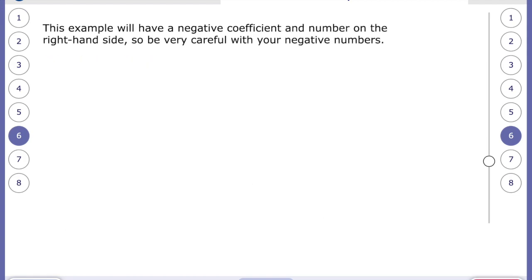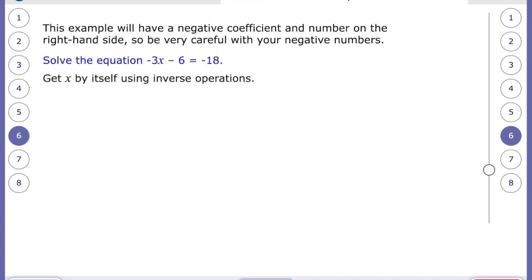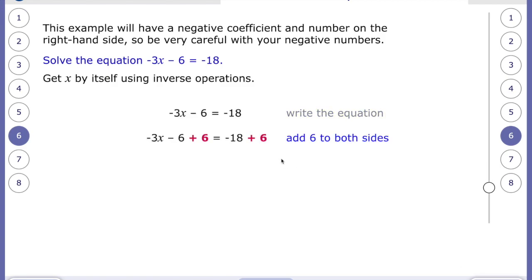And on this one here, it is a tricky one because you've got negative numbers on both sides. So minus 3x minus 6 equals minus 18. So we're going to add 6 to both to get rid of this negative 6. So add 6, add 6. Now remember, we're adding 6 to a negative number here. So we've now got minus 3x equals negative 12.